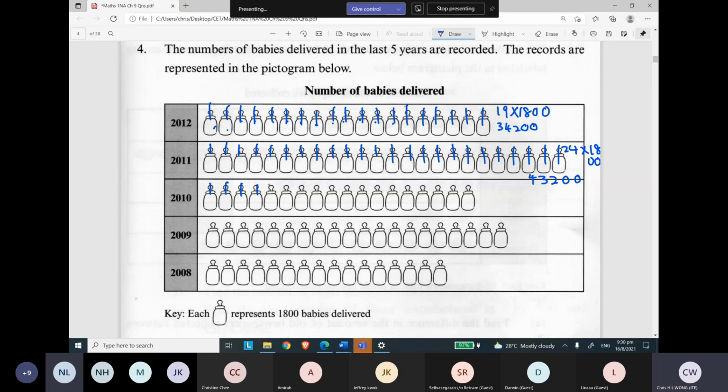Liling, 2010, Liling. 3, 4, 5, 6, up to 18. 18 times 1,800. They want 32,400. Slowly. 32,400. Okay.